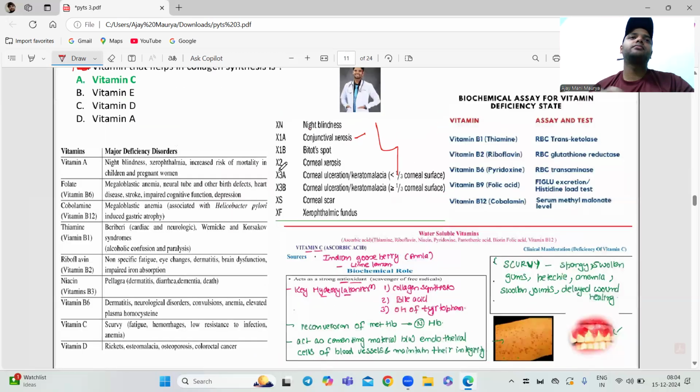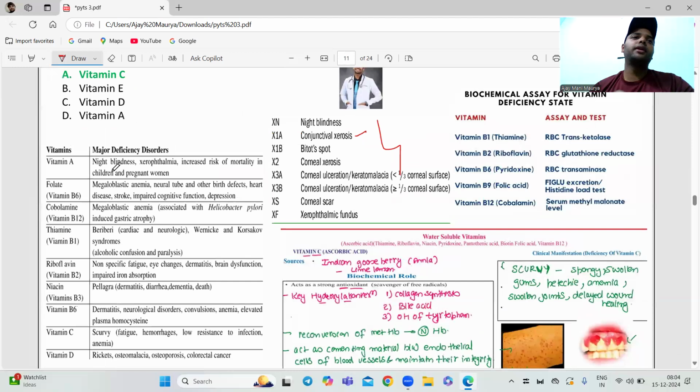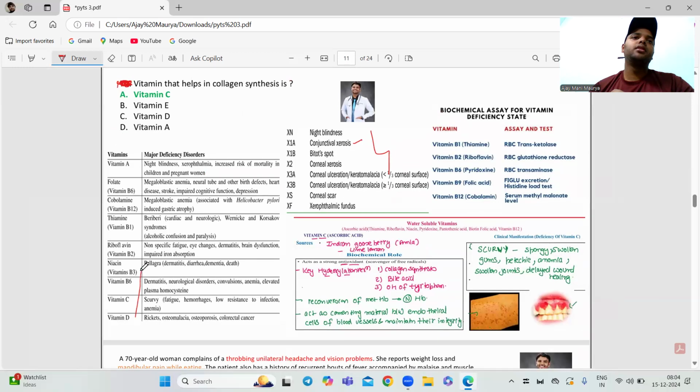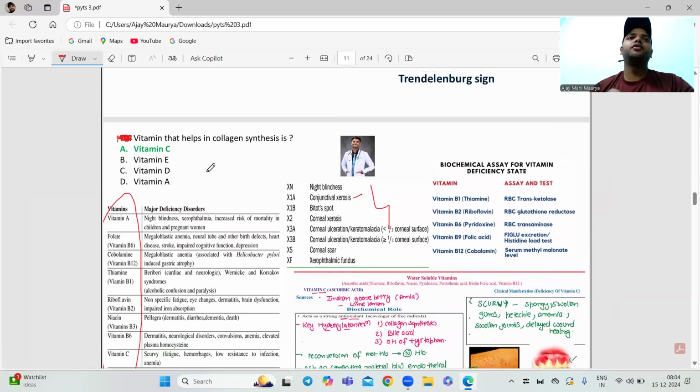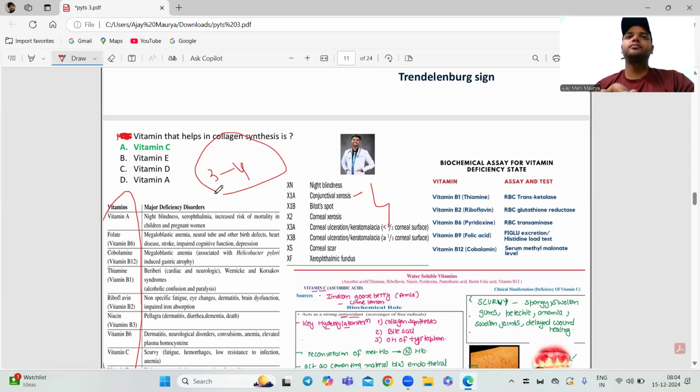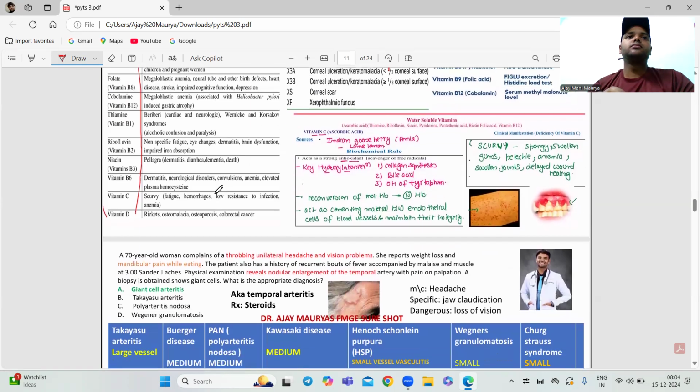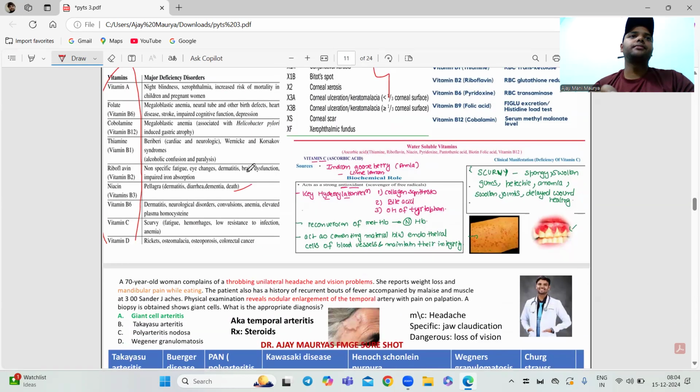They are all important vitamins. From the vitamins only, guys, you will get up to 3 to 4 MCQs. So please master your notes, guys.